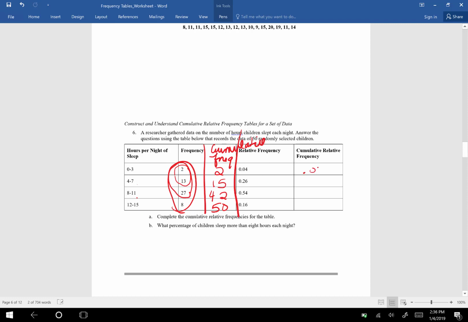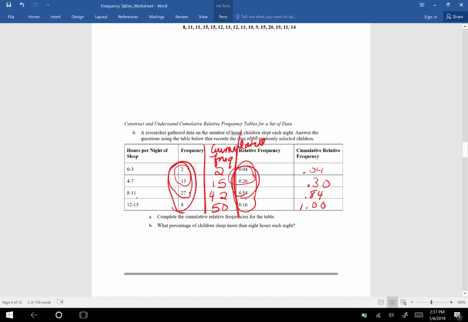So for cumulative relative frequency, we're going to do the same thing. The first one is exactly the first class. The second group, we're going to add these together. And then we're going to add these together. And then we add them all together. And cumulative relative frequency, your last number should always be 1. Make sense?